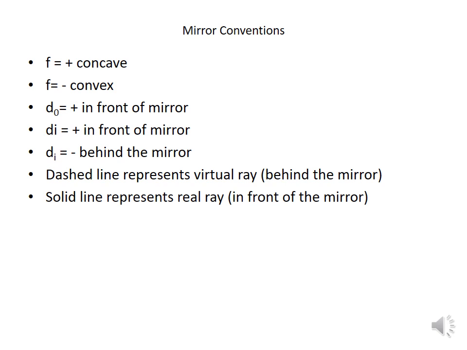Dashed line represents virtual ray, and it's located behind the mirror. The solid line represents real ray, and it's located in front of the mirror.